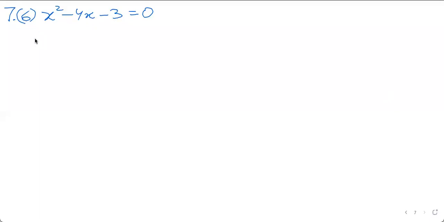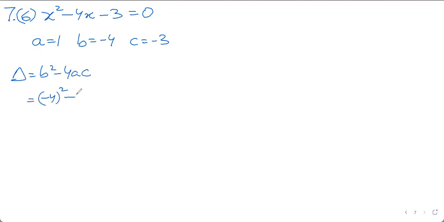This equation is already in the general form where A equals to 1, B equals to minus 4, C equals to minus 3. We can find delta as B square minus 4AC, which is equal to minus 4 whole square minus 4 into A is 1, C is minus 3. So minus 4 square is 16. Now this is minus 4 into minus 3, which is plus 12, which becomes what? 28. Have I done it right or wrong? Right, sir, right. Okay.